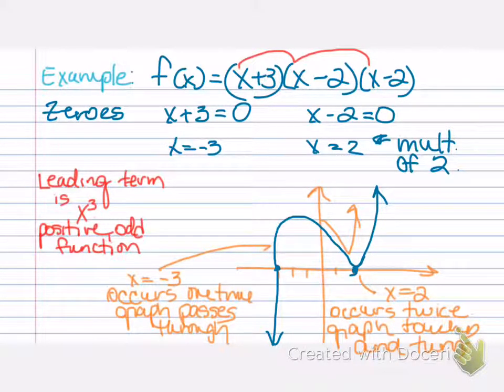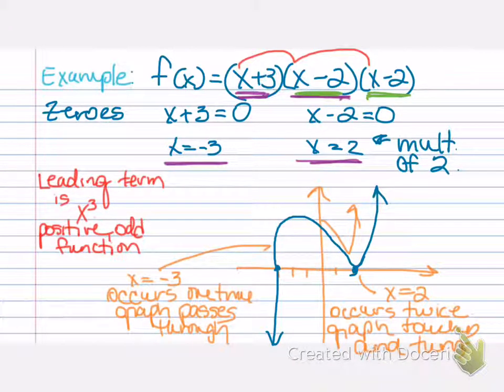Example, if I have f of x, a polynomial in terms of x, and it's equal to (x plus 3) times (x minus 2) times (x minus 2), this is going to be the polynomial. And I've already put it in factored form, so we didn't have to factor it out. Okay, so we know that our zeros will occur at x plus 3 and x minus 2, so when x is equal to negative 3 and x is equal to 2. For x equal to negative 3, we only have a multiplicity of 1. With x equal to 2, we have a multiplicity of 2 because that factor occurs 2 times.